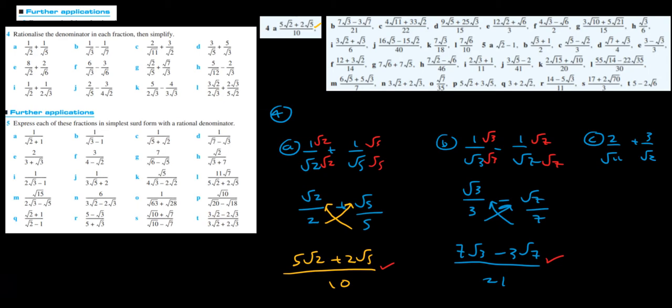If you didn't get C right, pause the video and see if you can have a go. Okay, so that is root 11 times root 11, root 2 times root 2. That is 2 root 11 over 11 plus 3 root 2 over 2. Let's cross multiply. 4 root 11 plus 33 root 2 all over 33.